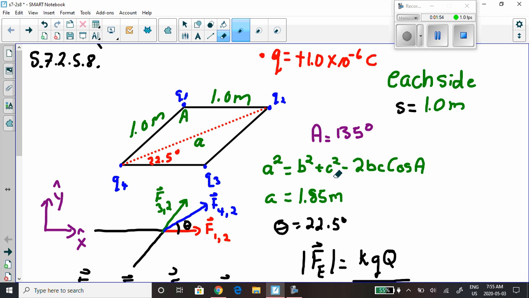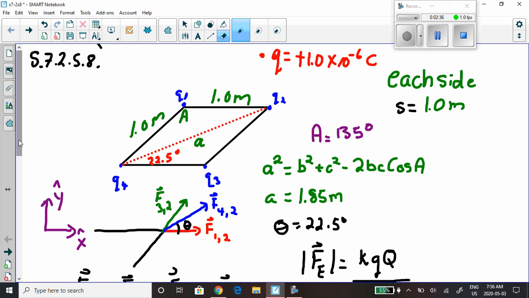Now what we're going to do is use cosine law to find this longer diagonal, which I've called little a. I'm not going to teach you cosine law. You all know cosine law. Here it is. You plug in the numbers, and you get that the longer diagonal is, let's say, 1.85 meters. Okay? The question asks you to find the electric force on each charge. Let's just pick one. Honestly, when you're doing this for homework, just pick one. It's basically the same thing over and over again. You might have a different diagonal, but it's the same thing over and over again.